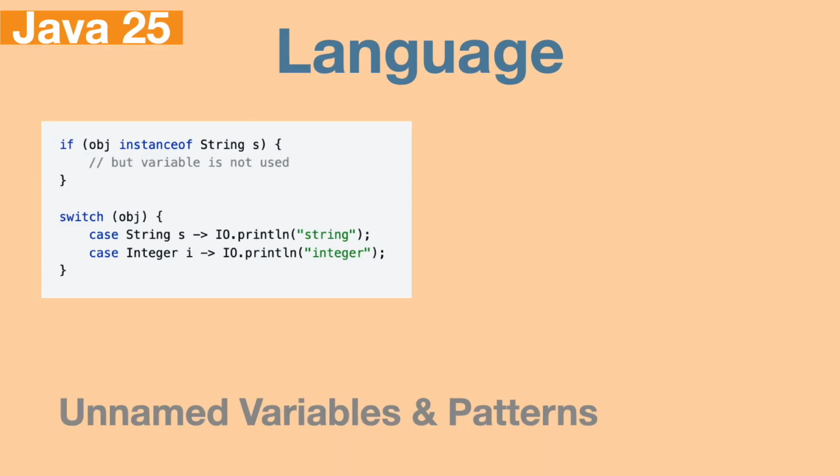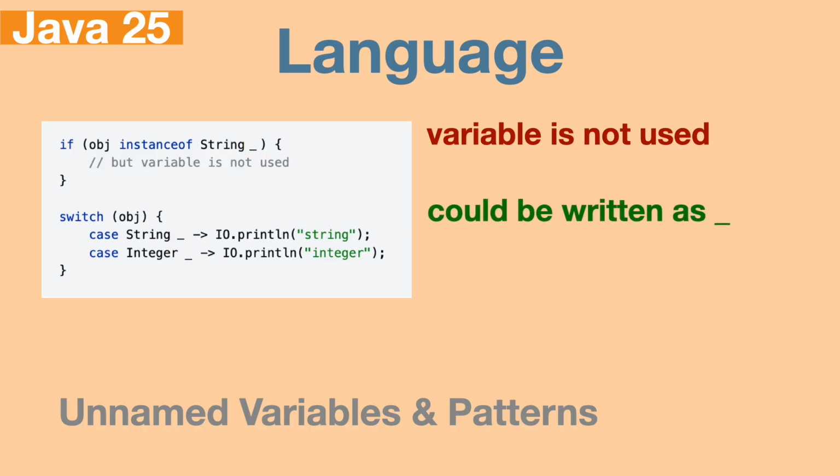Next feature is unnamed variables. It introduces a placeholder for variables or pattern components that are intentionally unused. They can all be replaced with an underscore, and it lets you match a type or destructure a record without creating a real variable. The compiler no longer generates an unused local variable in bytecode.